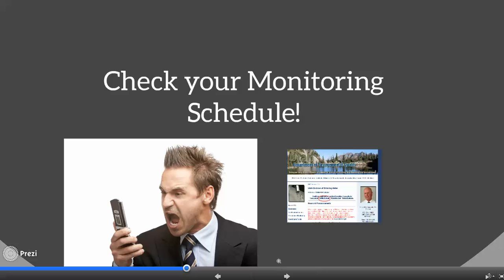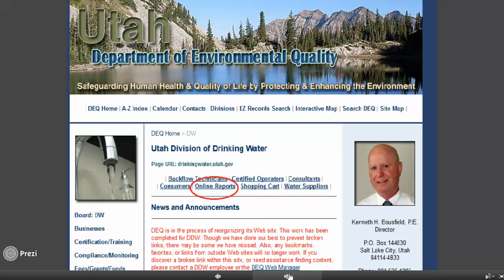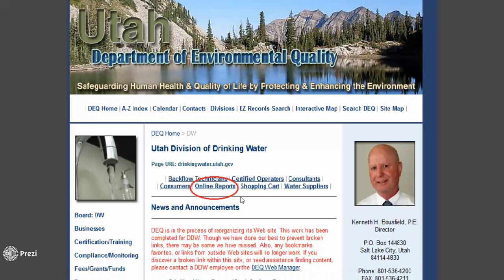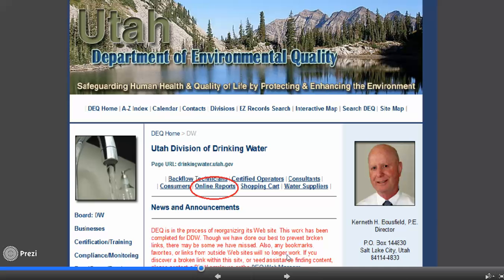And so your question to me is, how in the world do I check my monitoring schedule? Well, this is how you do it. You go to our website, the URL is right here. It's drinkingwater.utah.gov. And I've circled the link you want to click. You want to click Online Reports, and then that takes you through a process wherein you can pull down your monitoring schedule, your IPS report, your bacteria summary, those important reports about your water system.